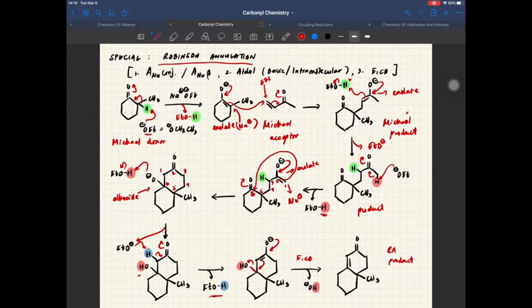But at its very core, what happens in the Robinson annulation is basically a nucleophilic beta addition, or conjugate addition, followed by an aldol condensation reaction. Aldol condensation, as we have all learned, is basically an aldol reaction and E1CB elimination, or dehydration of the hydroxyl group at the beta position. So that is what we call the Robinson annulation.